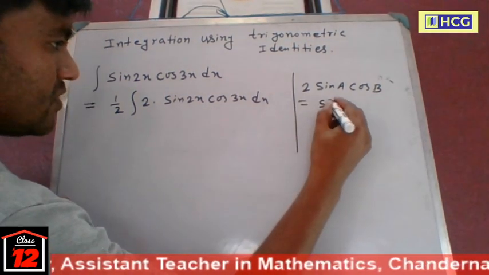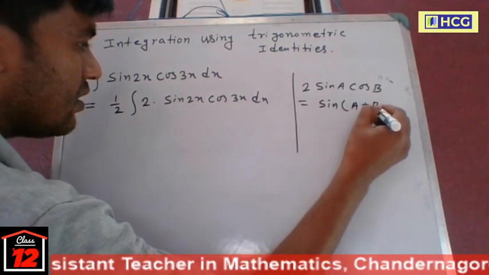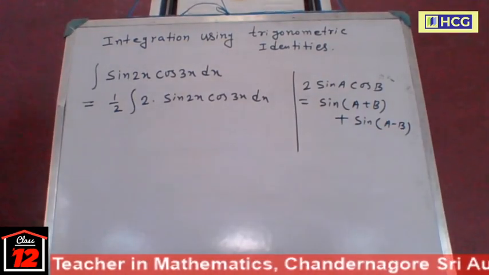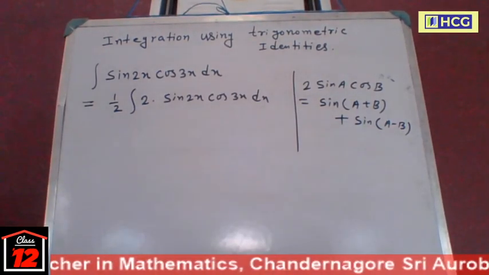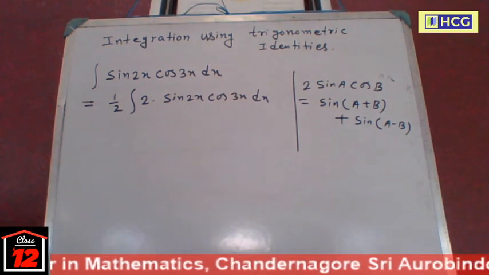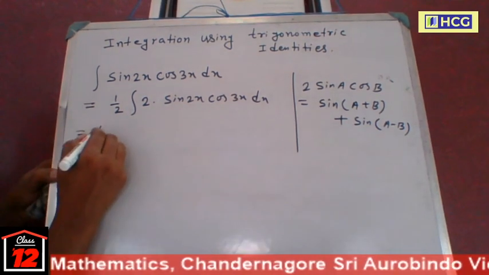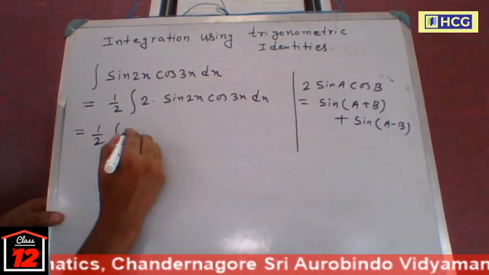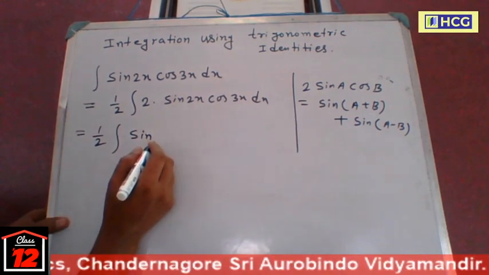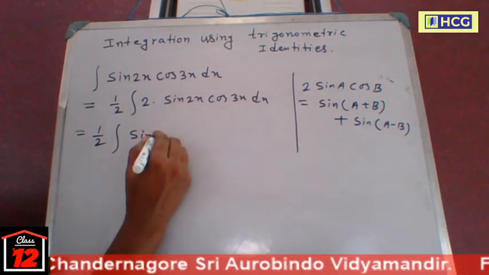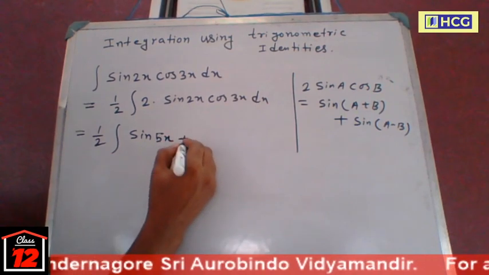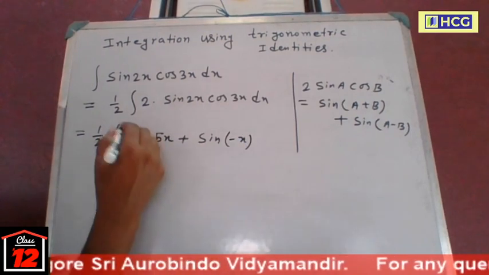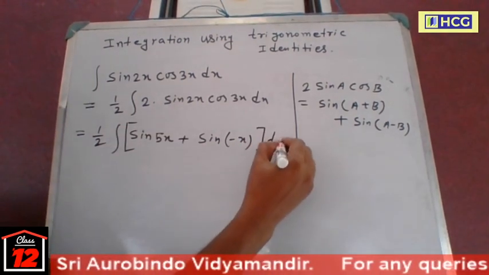Now the 2 sin a cos b formula is sin of a plus b plus sin a minus b. 2 sin a cos b is sin a plus b plus sin a minus b. Cos a sin b is cancelled. So now this is equal to half into, using this formula, sin a plus b. Sin a plus b is 2x plus 3x is 5x, plus sin 2x minus 3x is minus x, into dx.